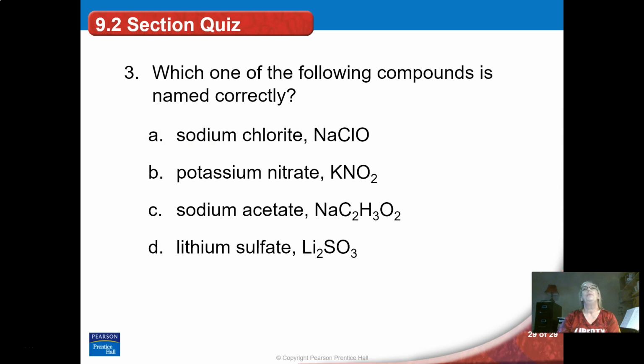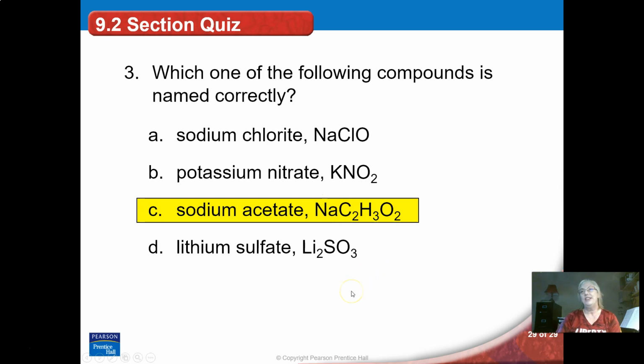Last question. Which of these is named correctly? So this one is sodium acetate. This is a big polyatomic that we have to memorize. This has a -1 charge. Sodium is a +1 charge.